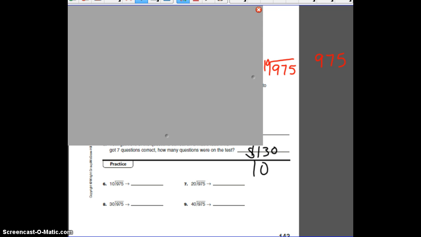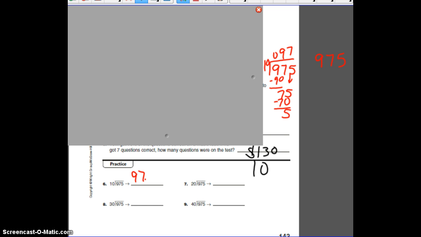Oh, kids, this is a lot like we did a couple nights ago, where you can just move your decimal over. But we can do it the long way. 10 goes into 9, not at all, but 10 does go into 97 about 9 times. 9 times 10 is 90. Subtract and you get 7, bring down your 5, and then we can say 10 times 7 is 70. Subtract and you get 5. So 97 and 5/10.